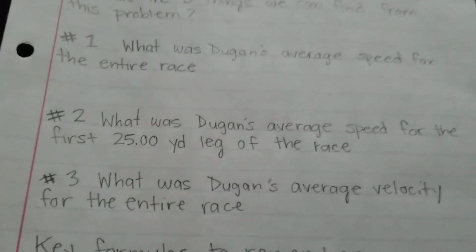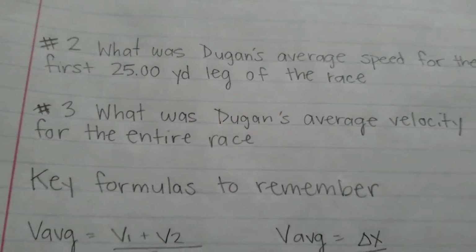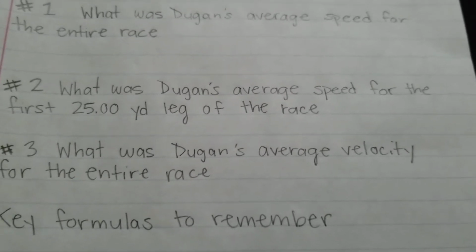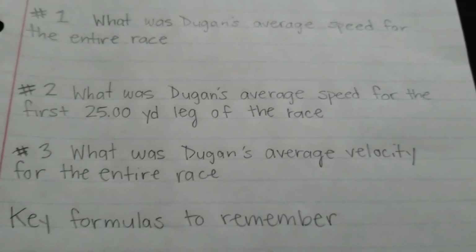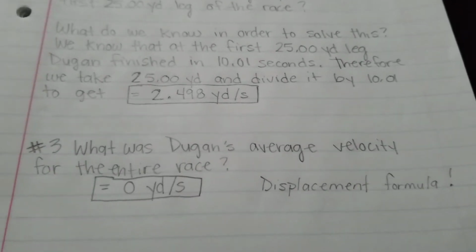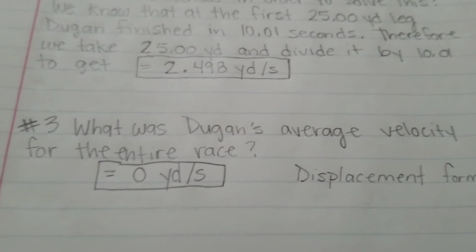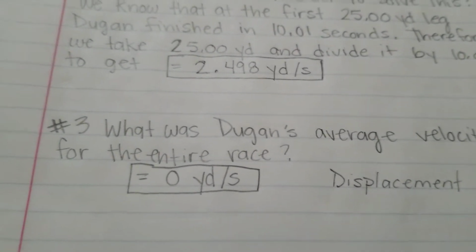Question three is a little tricky because we have to know the difference between our velocity constant and our acceleration constant. Therefore, we use what is known as the displacement formula, and we can figure out that Dugan's average velocity for the entire race was 0 yards per second.